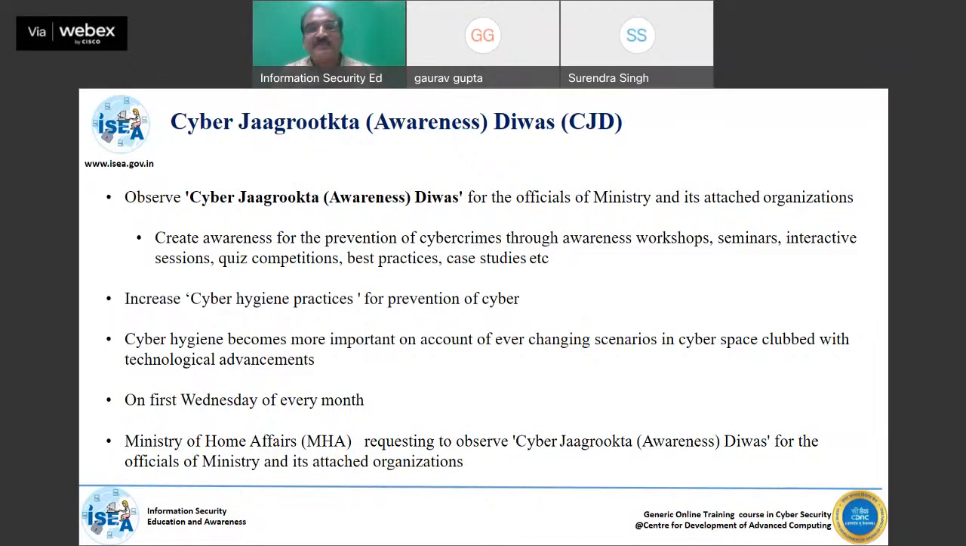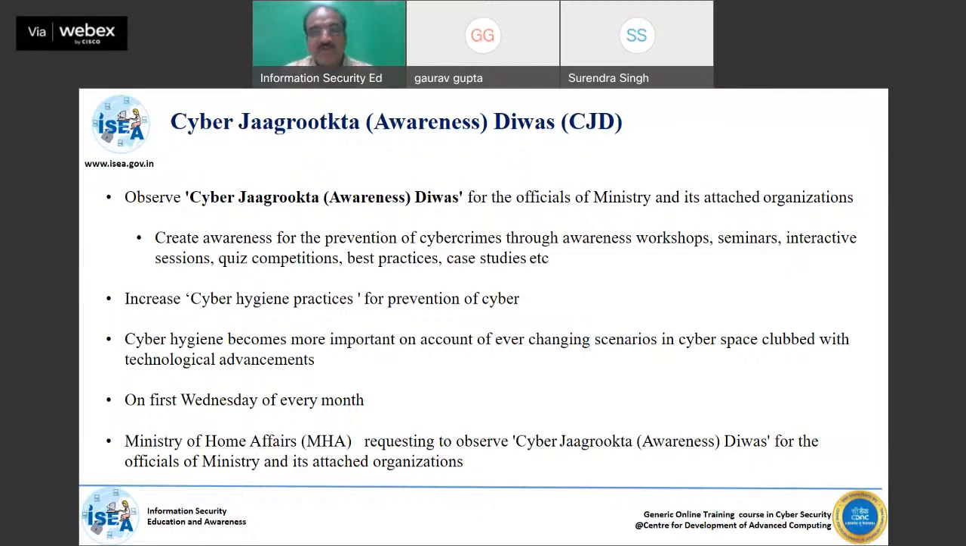Cyber hygiene becomes more important on account of the ever changing scenarios in cyberspace, clubbed with technological advancements, as is evident. Technology is growing like anything, and at the same time, the number of crimes is also increasing. As we know, a day before yesterday, a report was published by a prestigious institution in the world, as per which India was among the bottom three countries in cyber security.